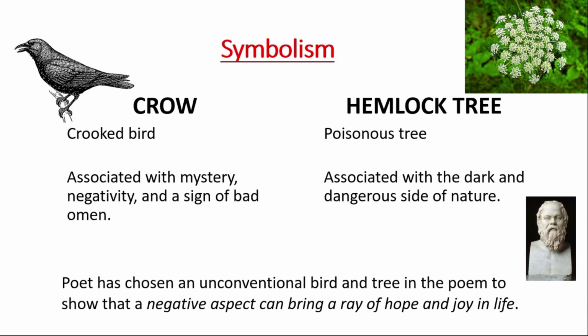Okay. If you know this bird, the crow, it is considered to be a crooked bird. It is not considered a positive bird like the dove. The crow is associated with mystery, negativity, and is always considered a sign of bad omen. The same is the hemlock tree. The hemlock tree is a poisonous tree which has poisonous flowers in it. So this tree is associated with the dark and dangerous side of nature.